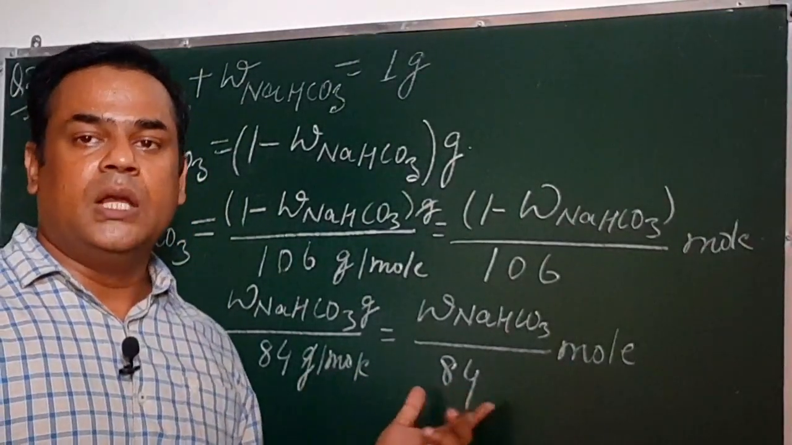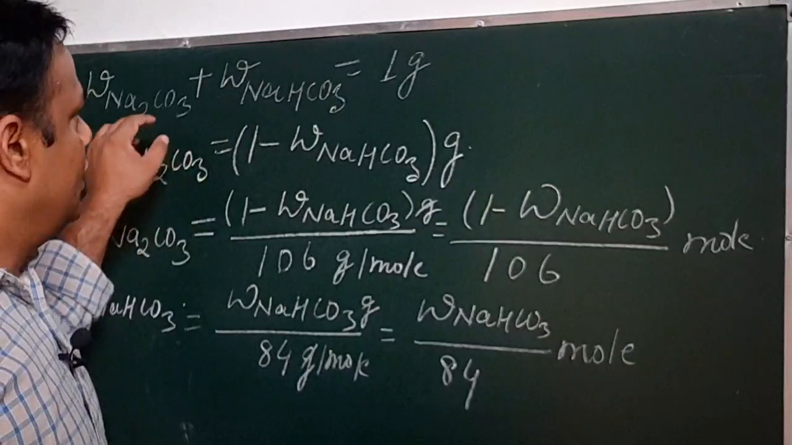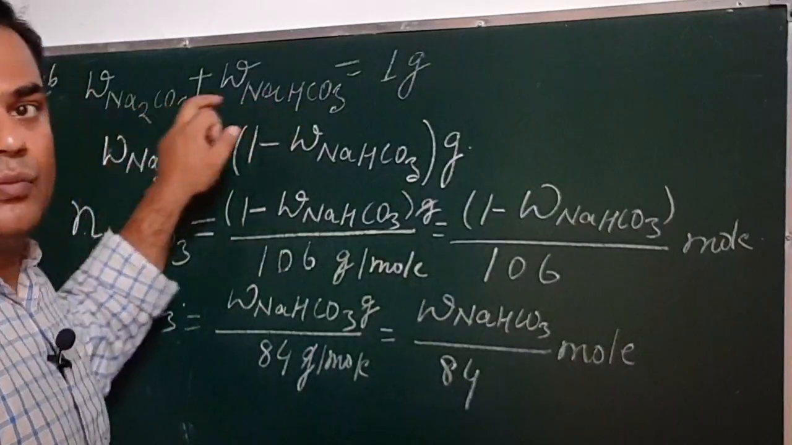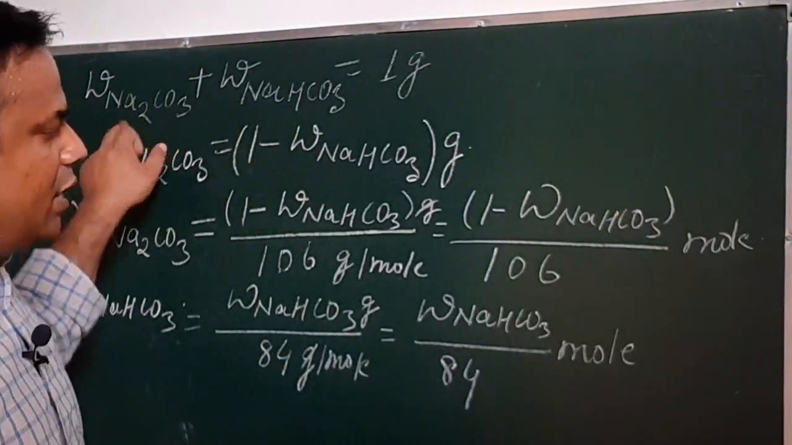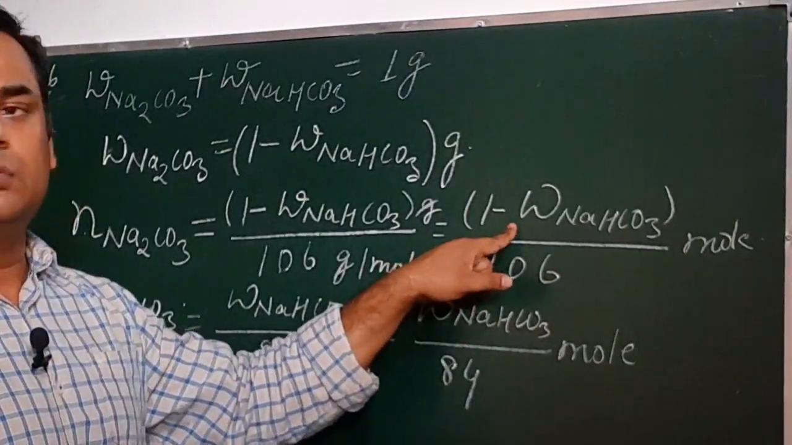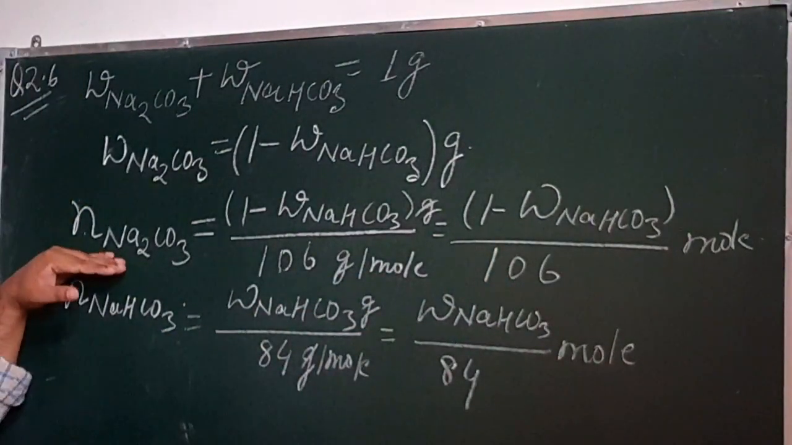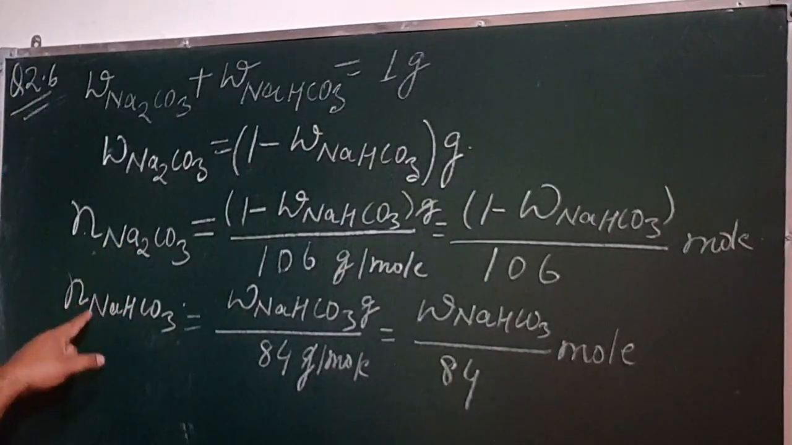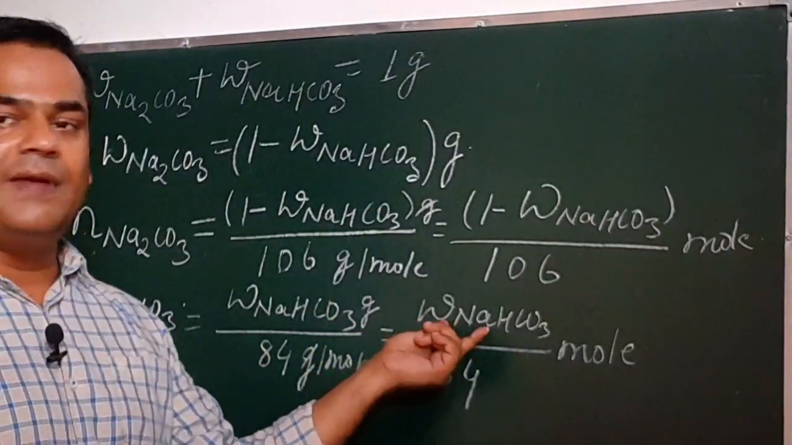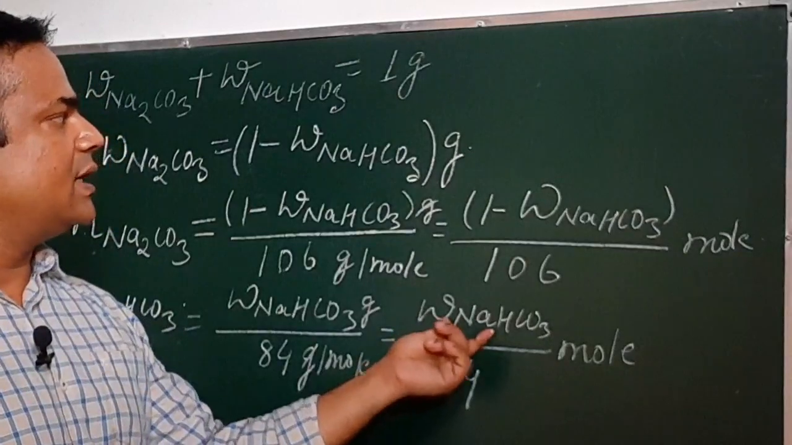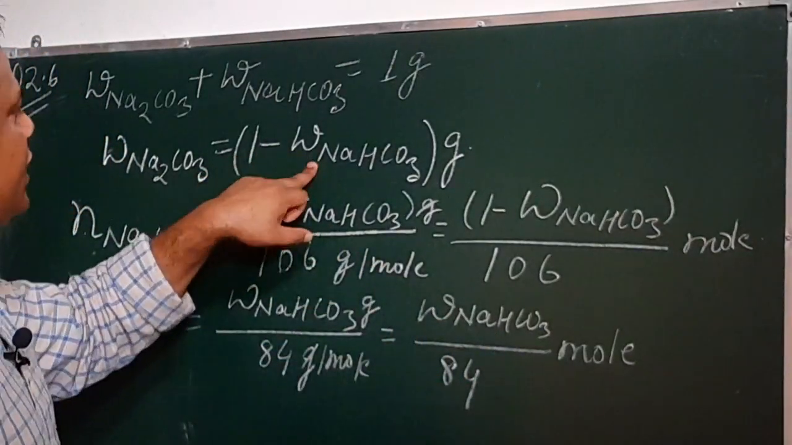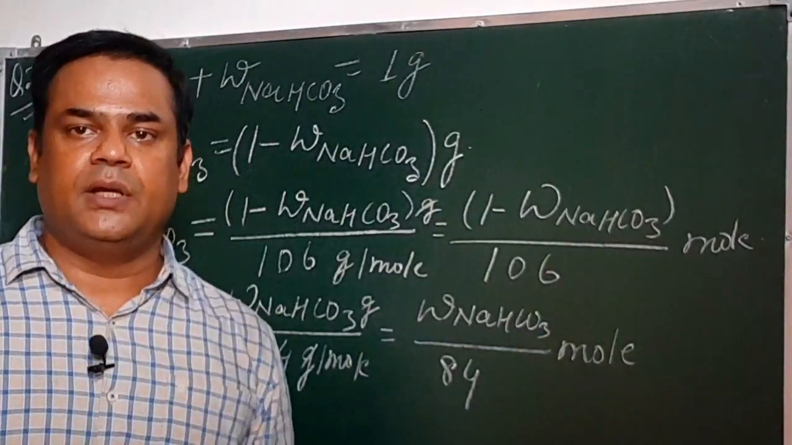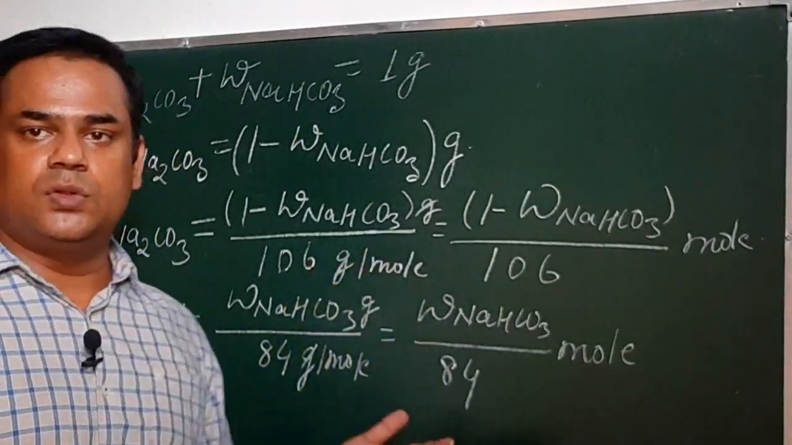Now in the question it is given that though the sum of mass of both the components is 1 gram, both are in the same moles, they are equimolar. Equimolar means this mole will be equal to this mole, meaning moles of NaHCO3 will be equal to moles of Na2CO3. So if we equate these moles of Na2CO3 and NaHCO3, we can calculate the mass of NaHCO3. Once we calculate the mass of NaHCO3, by substituting the value here we can calculate the mass of Na2CO3, and then our solution will become easy. So let's equate these moles.